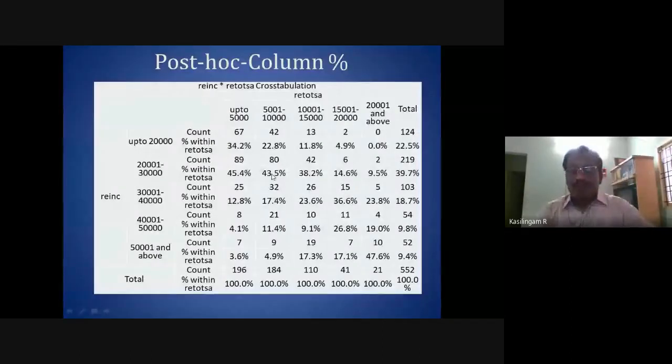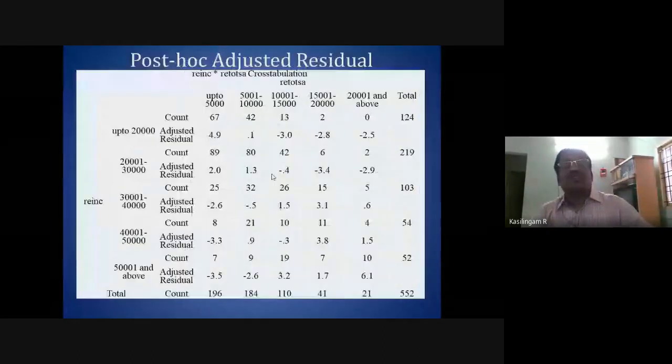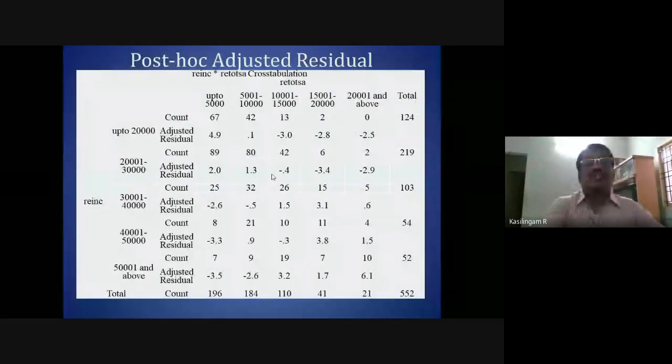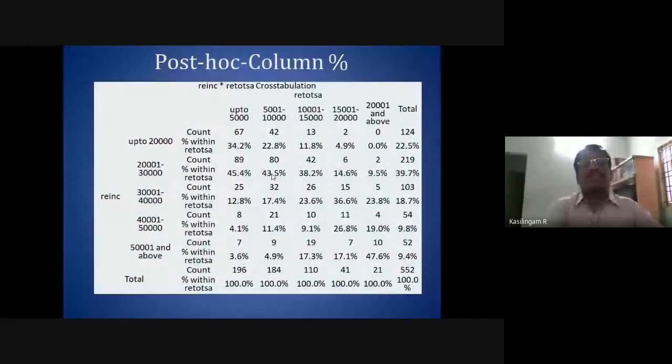Now, let me go to the second one. That is called the post hoc adjusted residual. Now, you can note it down. So, we said up to 20,000 associated with 5,000, above 50,000 associated with about 20,000. You can note it down like that.